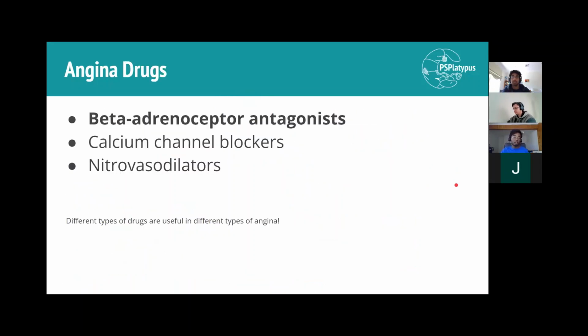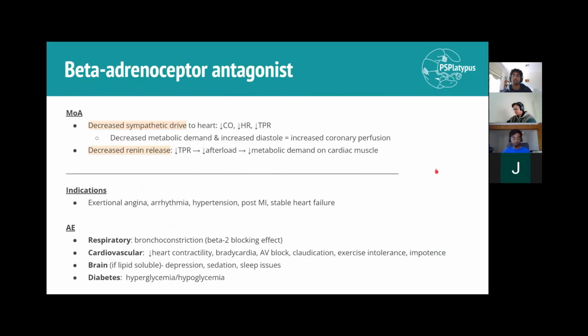So when we think about drugs for angina, we're thinking about three main things: beta-adrenoceptor antagonists, calcium channel blockers, and nitrovasodilators, with each of them being indicated for specific types of angina as well. Starting us off with beta-adrenoceptor antagonists.